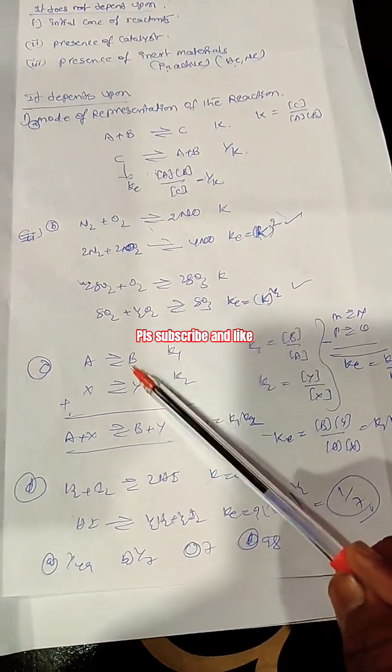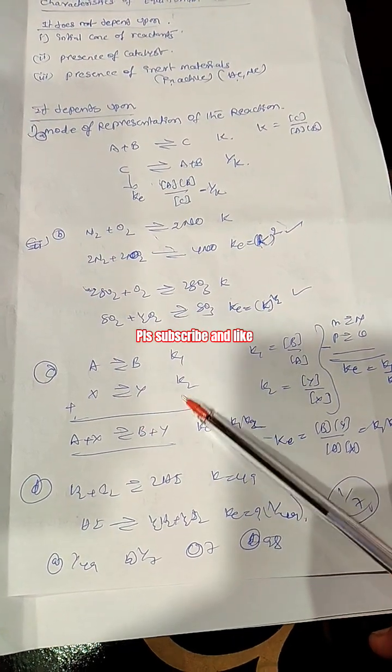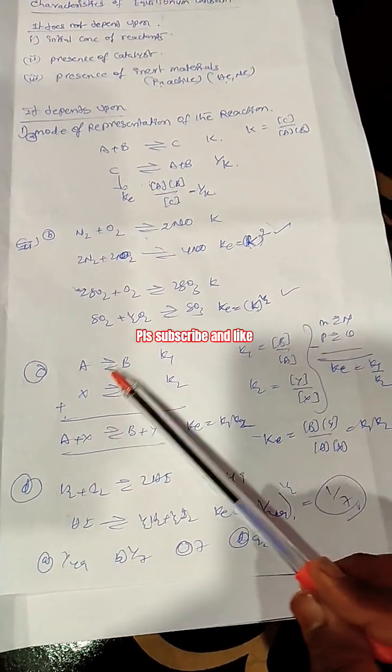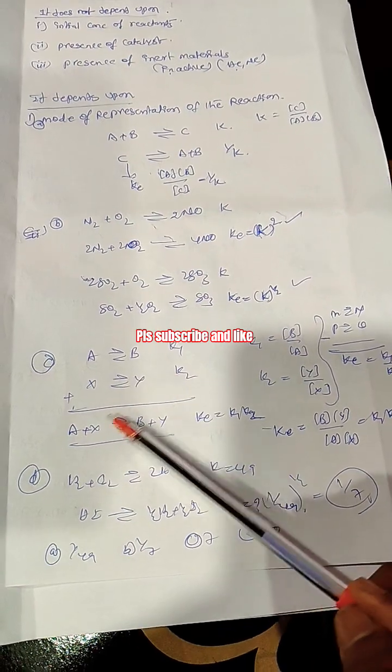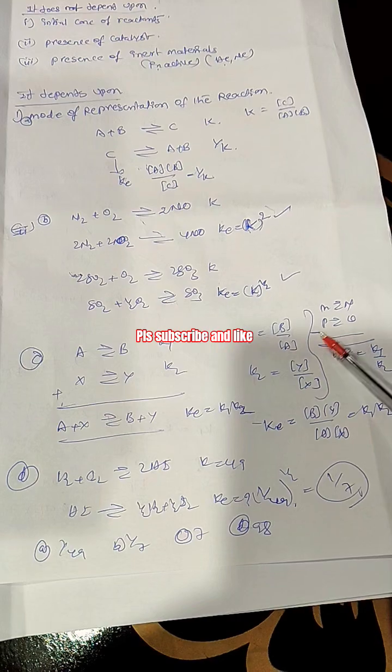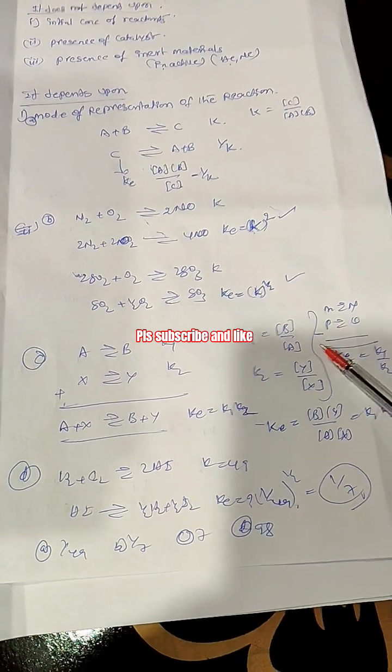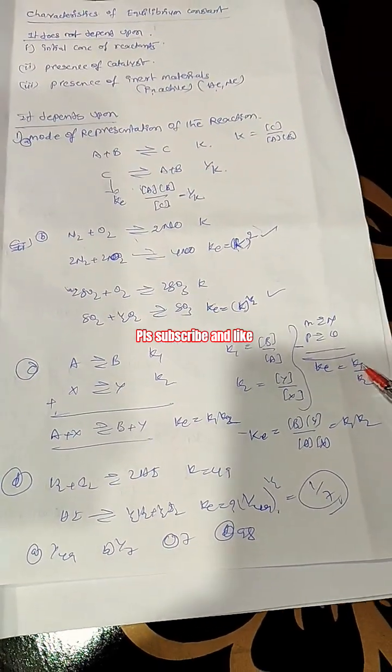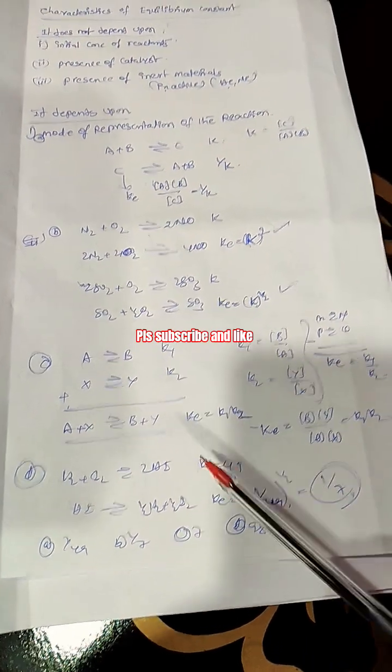By addition of any two reactions, the equilibrium constants must be multiplied. If A gives rise to B, and B gives rise to C, and you add these, then the equilibrium constant K is equal to K1 into K2. If you subtract two different equilibria, we divide them, K1 by K2.